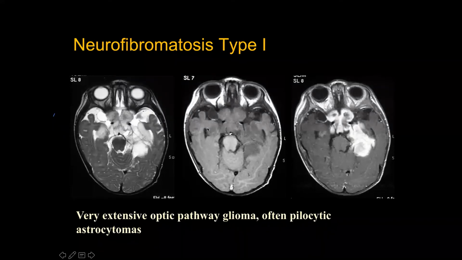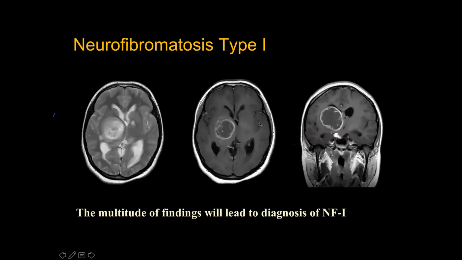NF1 is about 10 times commoner than NF2. In NF1, they can get optic pathway glioma. They can also get other intraaxial tumors. Once you make a diagnosis of NF1, most of the intraaxial tumors are going to be pilocytic astrocytoma. The clue is that you get this high signal in the globus pallidus. These are areas of what they call myelin vacuolation. They're not tumors. Very few conditions, in fact no other condition, gives you myelin vacuolation. Only NF1 gives you this appearance.